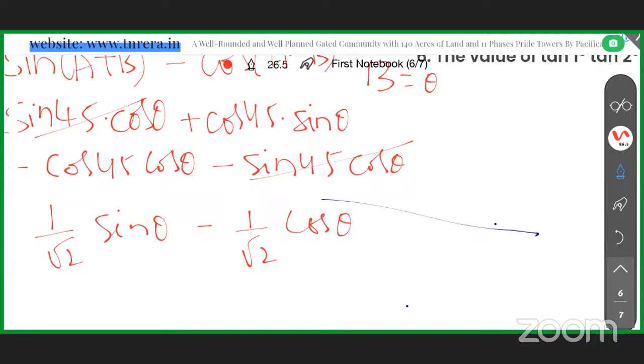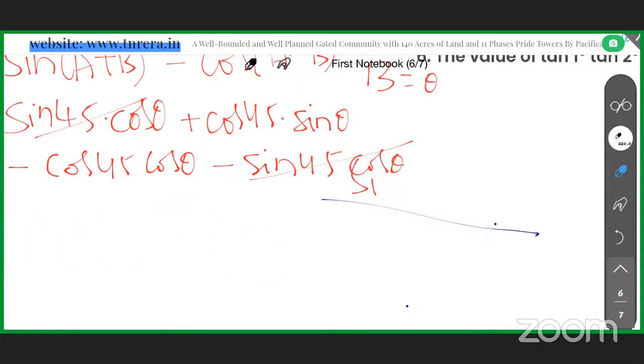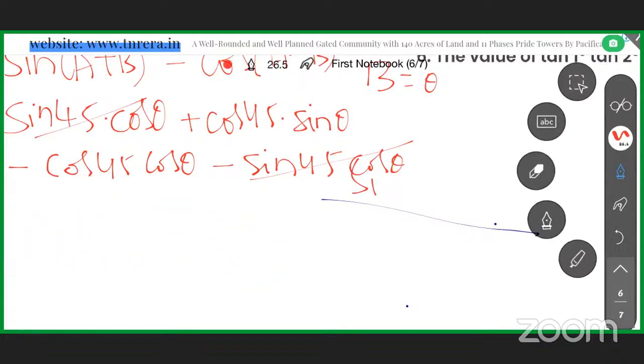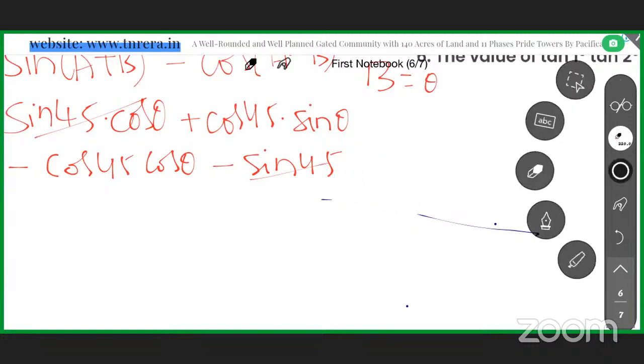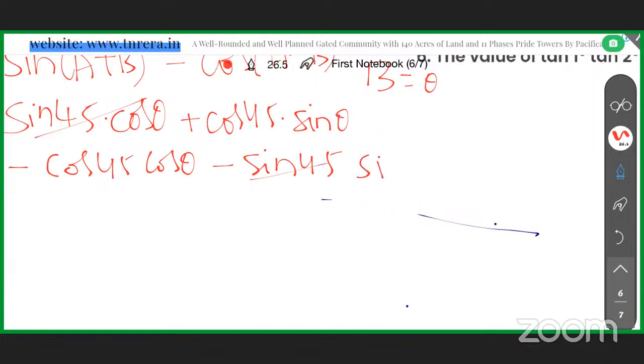Sorry, I have gone wrong here. Extremely sorry, the formula is supposed to be sin A into sin B, that is sin theta only. So nothing will cancel. Extremely sorry, dear students. This is sin theta. So we have to substitute the value for all the angles now.